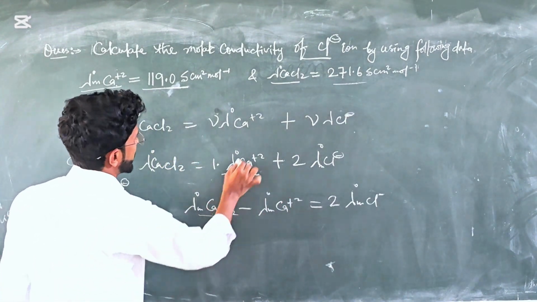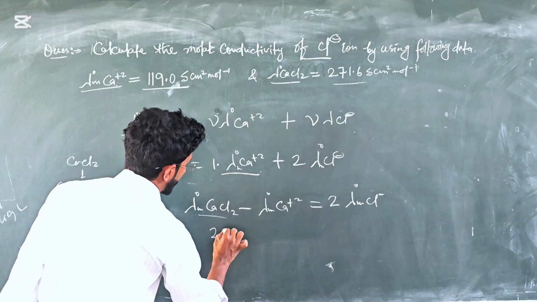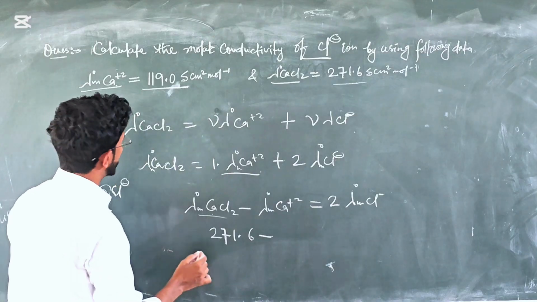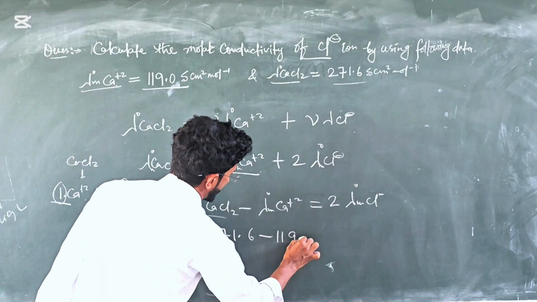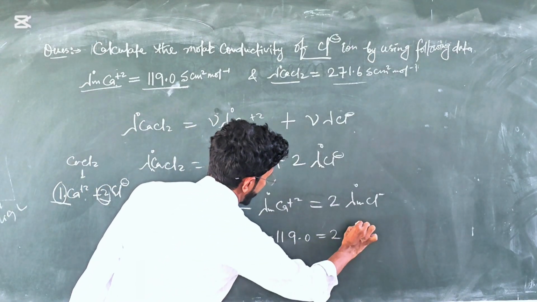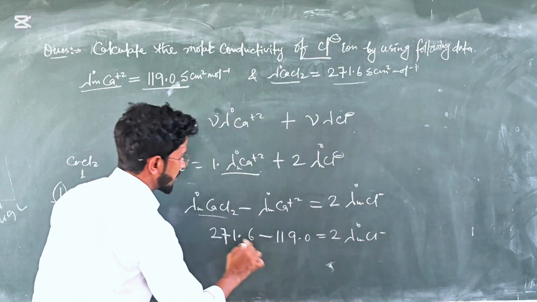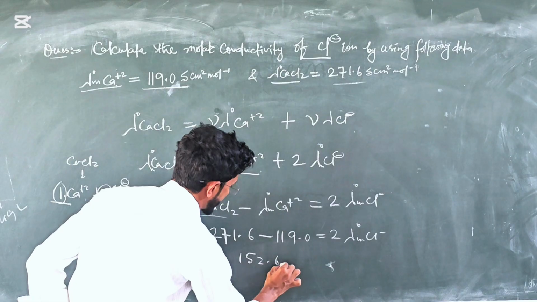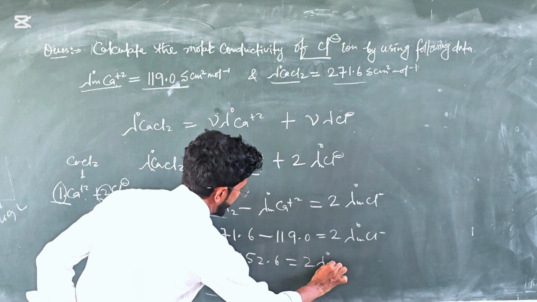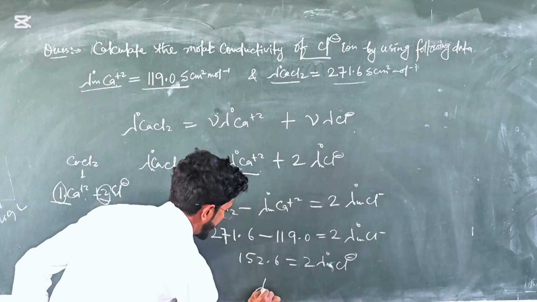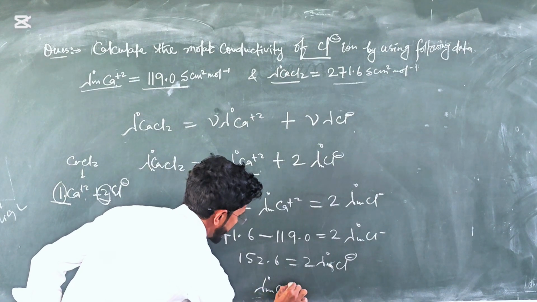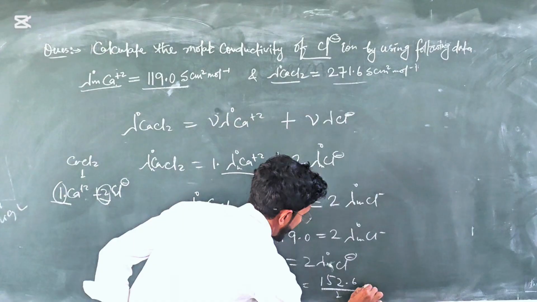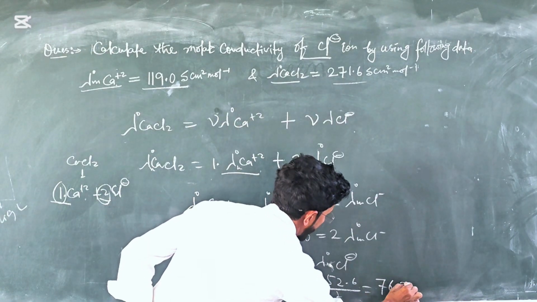By putting the value of lambda CaCl2, it is given 271.6 minus lambda Ca2+ is 119.0, which is equal to 2 into lambda naught m Cl minus. So here we get the value 152.6 is equal to 2 lambda naught m Cl minus. From here lambda naught m Cl minus is equal to 152.6 upon 2. The answer will be 76.3. This will be the answer.